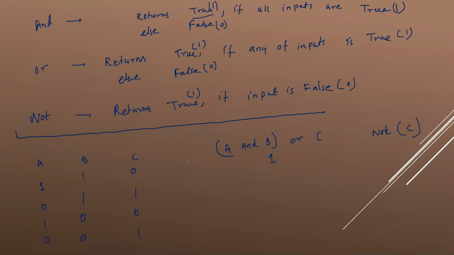Kaim, first of all, try to solve these questions, okay? So here we have Returns, that means result, right? Then the result is true if all inputs are true, else false. Correct.